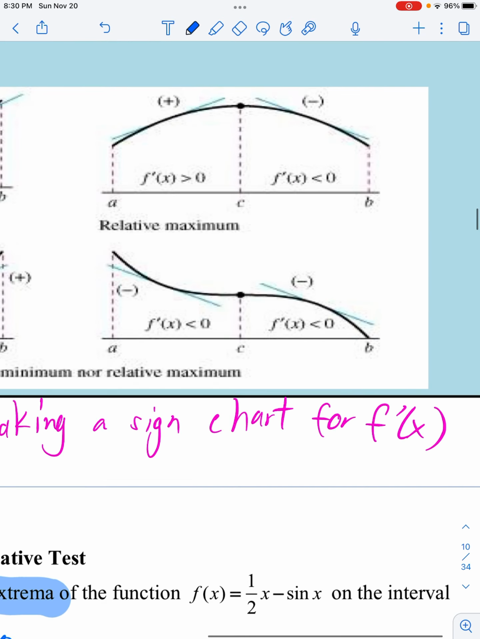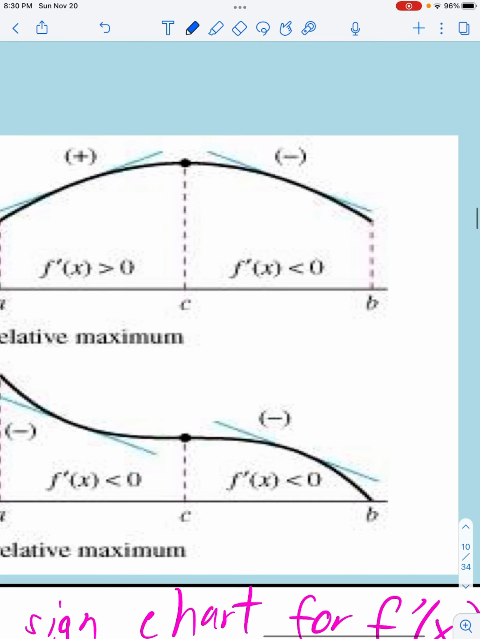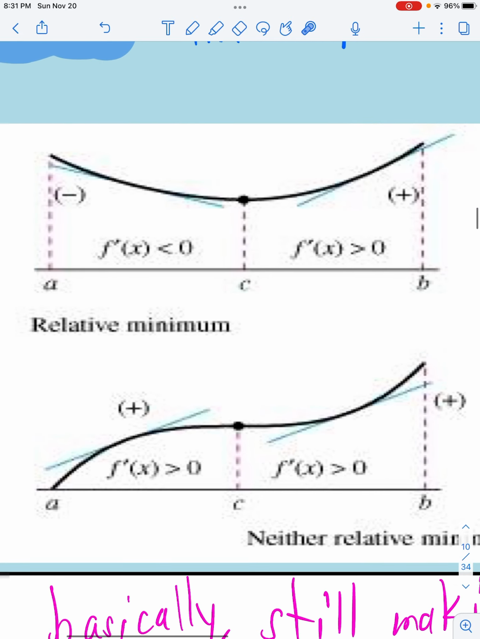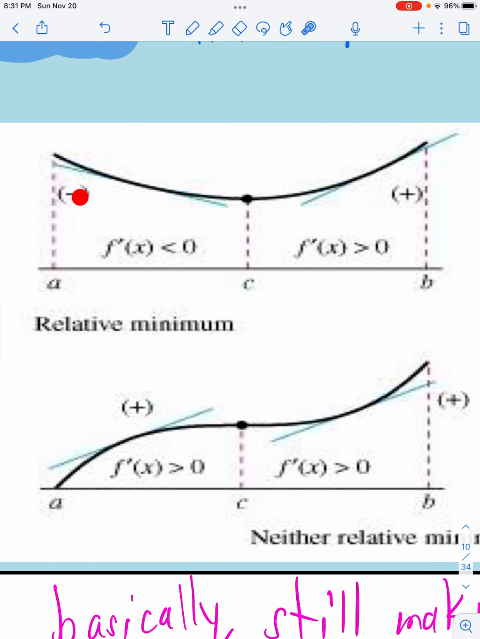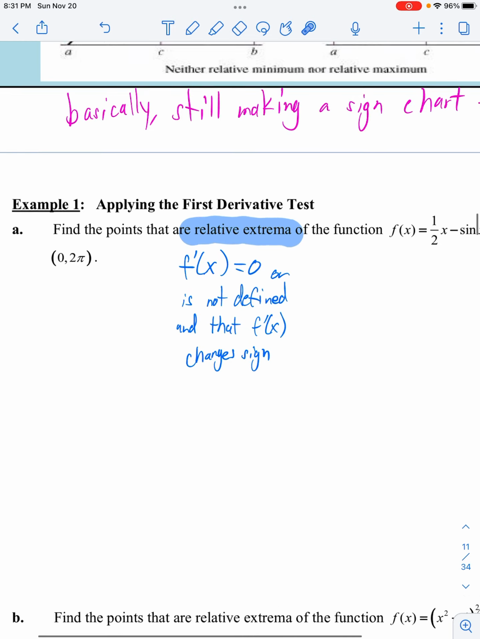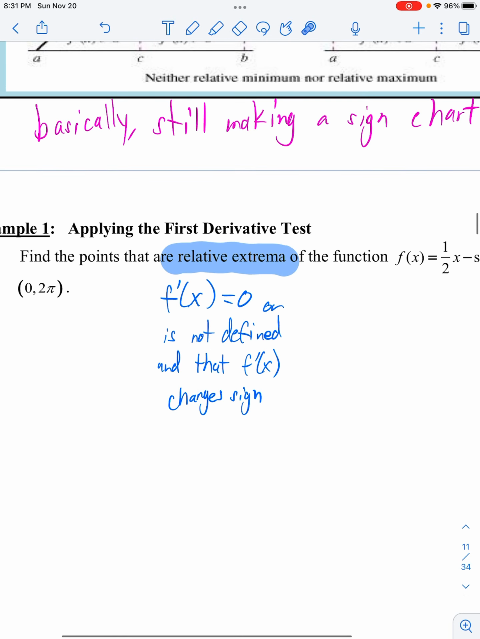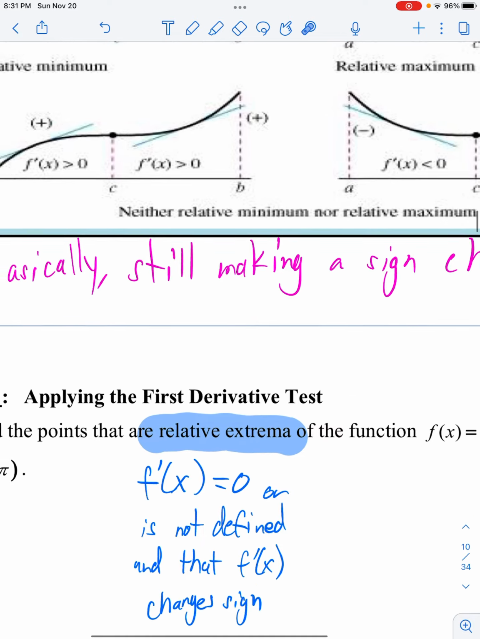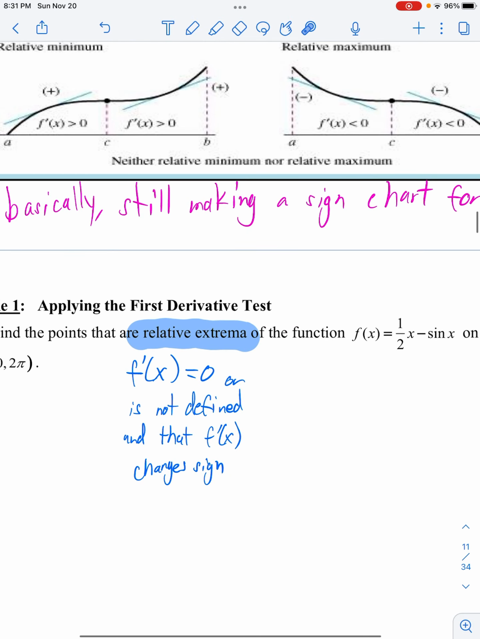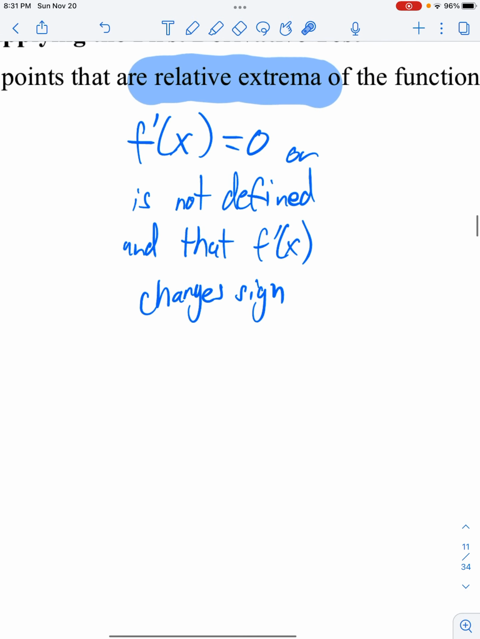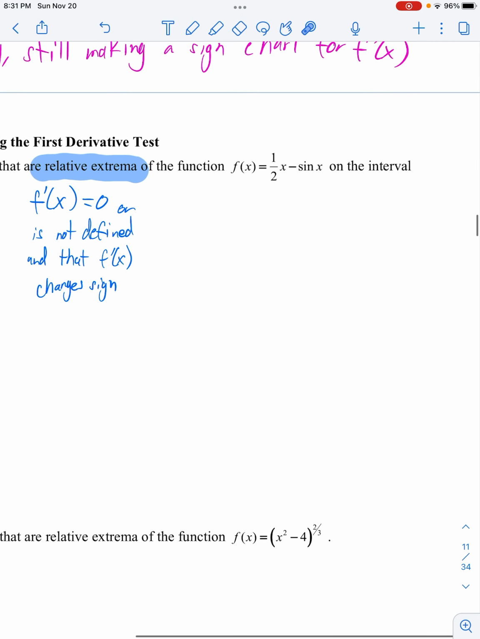So a relative extremum is either going to be a relative maximum, where f prime changes sign from positive to negative, or a relative minimum, where f prime changes sign from negative to positive, okay? So if f prime equals 0 or isn't defined but doesn't change sign, like at an inflection point, then we're not going to have a relative extremum, okay? So these are our two requirements to have a relative extremum. So let's find f prime of x. One half, what's the derivative of sine? Cosine. Minus cosine.